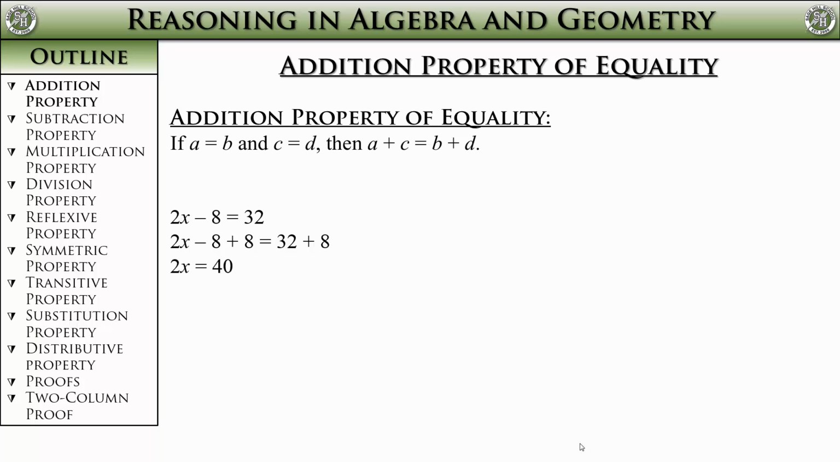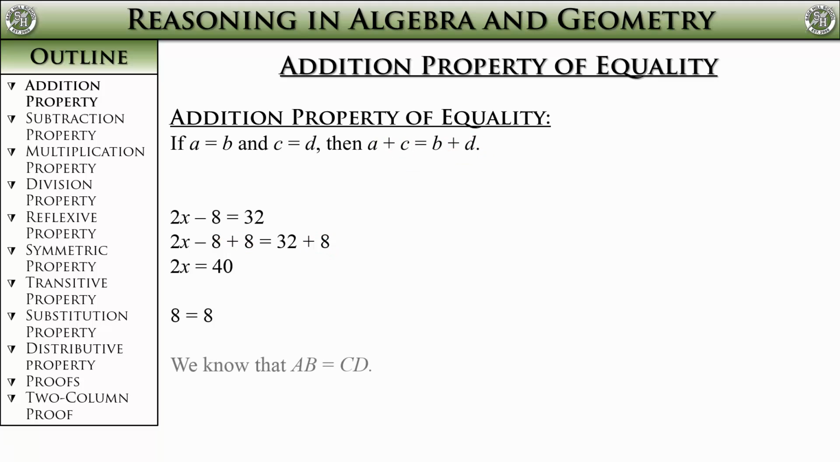That addition property allowed you to get to 2x equals 40. In algebra, that was by far the most common usage of it. However, if you look closely at the definition, there is a plus c on one side and a plus d on the other side. You are allowed to do that since c equals d, which in this case was 8 equals 8. But while it was most common in algebra to add something that was the same on both sides, in geometry it's going to be very common for us to be adding two things which look different, but it's allowed because they are equal.